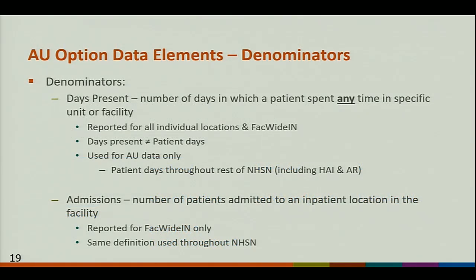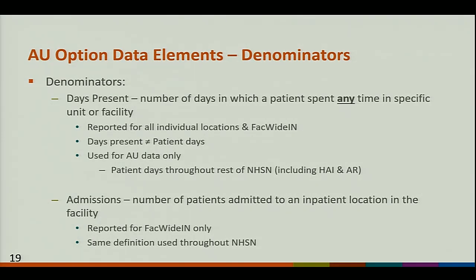All right, so moving into our denominators. For the AU option, we have 2 different denominators. The main denominator we use is days present, which is simply defined as the number of days in which a patient spent any amount of time in a specific unit or facility. I do want to point out that days present is reported for each of your individual locations, as well as FAC-wide IN. So FAC-wide IN stands for facility-wide inpatient.